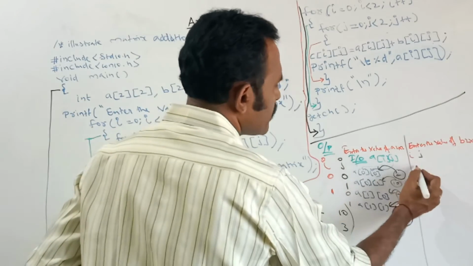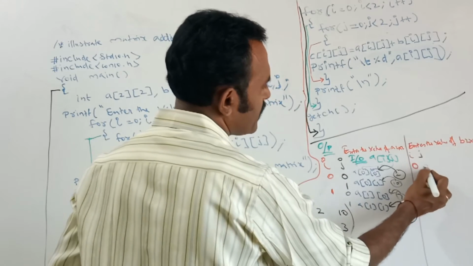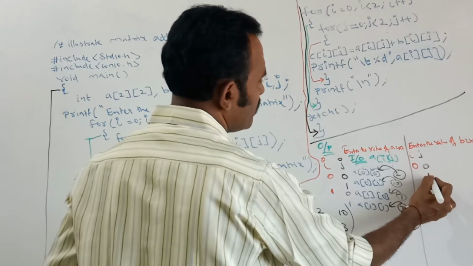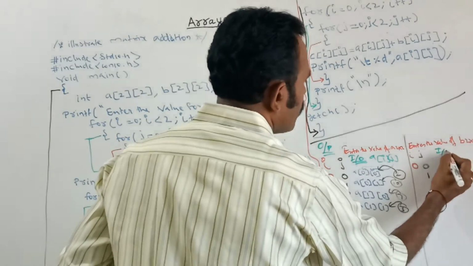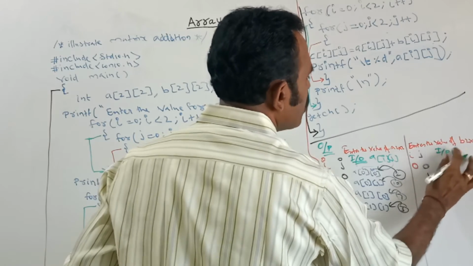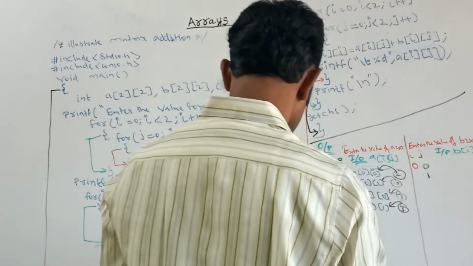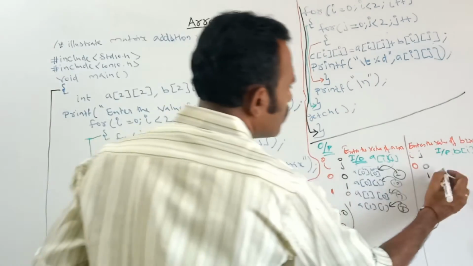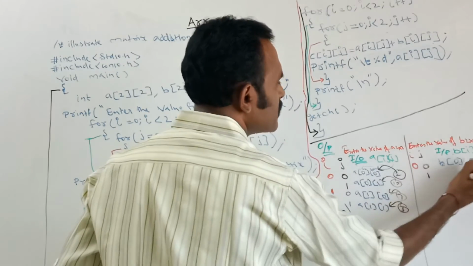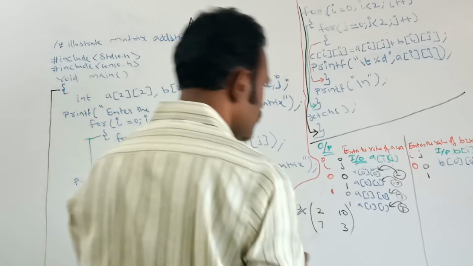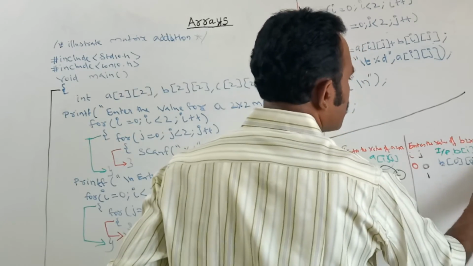See, when I is equal to 0, during this iteration the inner loop will be completely finished, that is 0 and 1. This value will be incremented. So here, input for B of I and J. In this step, what is the value of I? 0.